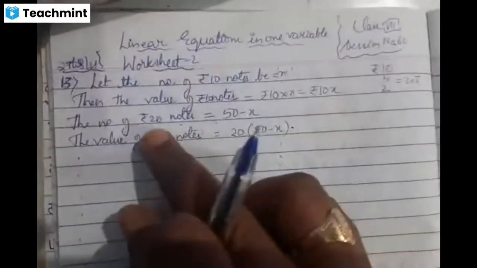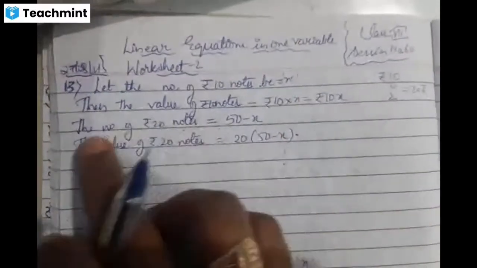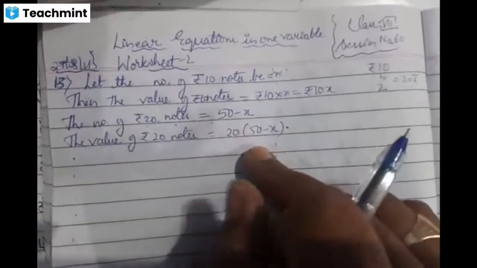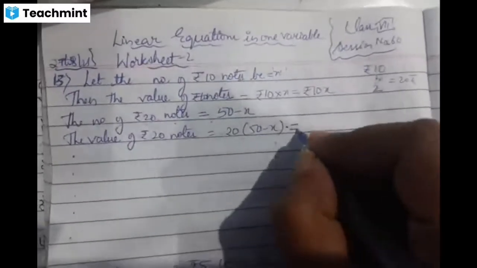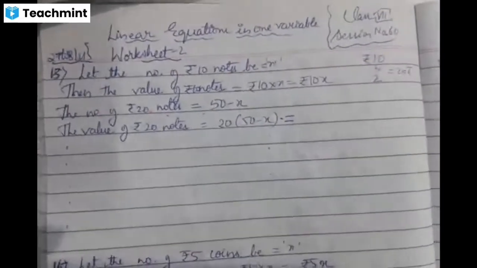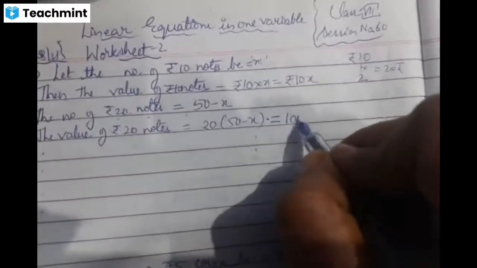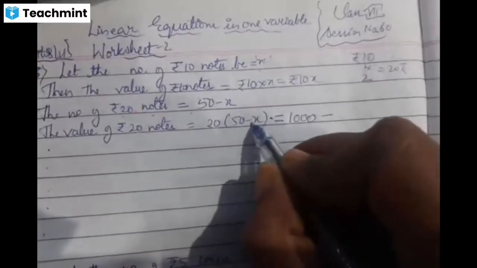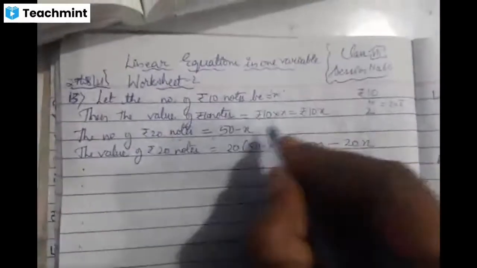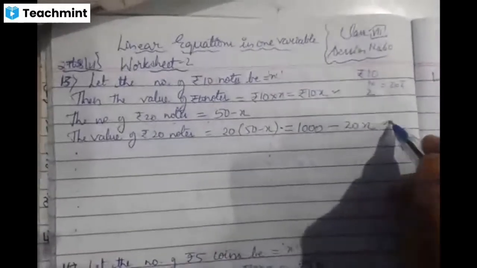In the same way, the number of 20 rupee notes is 50 minus x. What is the value? You just multiply 20 rupees into 50 minus x, which you will get as 20 into 50, that is 1000, children. You have to remove the brackets. Minus sign, 20 into x is 20x. So here you have the value of 10 rupee notes and the value of 20 rupee notes.